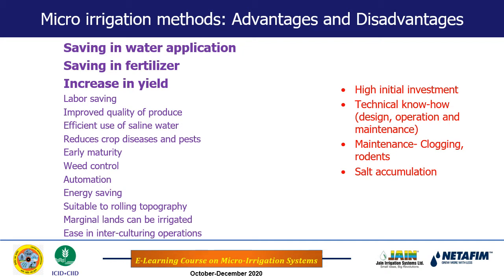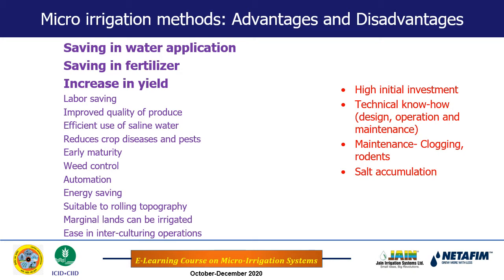And the next is the salt accumulation. When we apply water into the root zone in the form of droplets, what happens? This water displaces the salt in the root zone around the periphery, and many times we observe that salt rings are formed around the drippers, and there is the problem of salt accumulation as well. And at the same time, as we apply water in just the required quantity, there may not be proper leaching of the salt as it happens in case of the surface irrigation method. So besides the several advantages, there are certain limitations associated with this method.